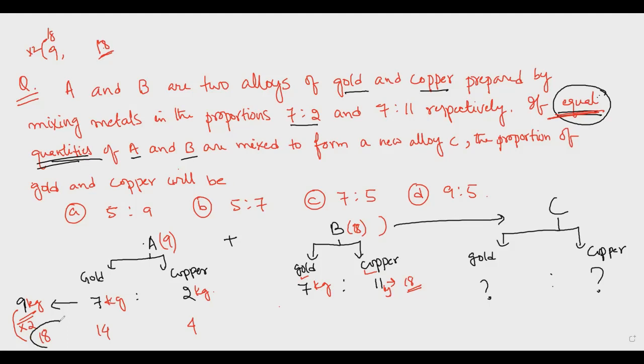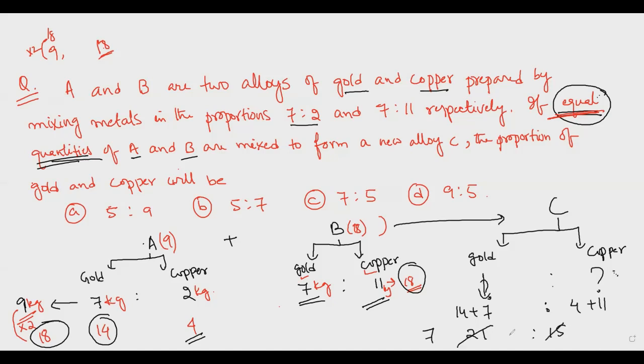Now we have 18 and 18. Now mix them. Gold in A is 14 and in B it is 7. So the gold part is 14 plus 7. How about the copper part? Copper part is 4 plus 11. So tell me what's the answer? It's 21 to 15. If you cancel this, 7 is to 5, and that's the answer.